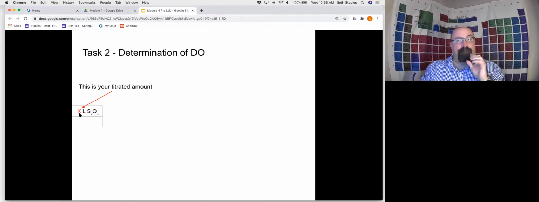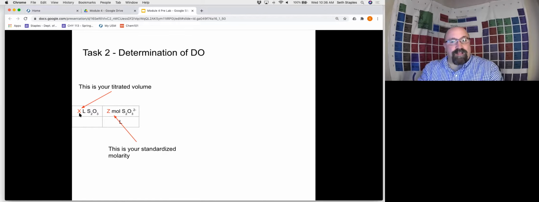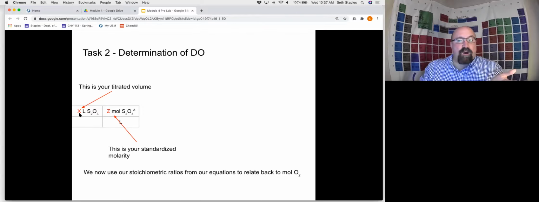You're going to know the volume of S2O3 that you used to perform your titration. You then will multiply by the molarity. This is the standardized molarity that we found in task 1. It should be right around 0.004. It won't be exactly 0.004, but it should be in that ballpark. And so then you multiply that by your standardized molarity. We can now use all those stoichiometric ratios that we talked about in the beginning to backtrack this to the amount of O2 that had to have been present.